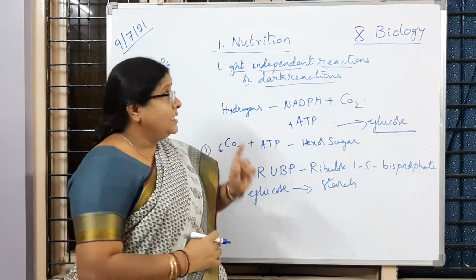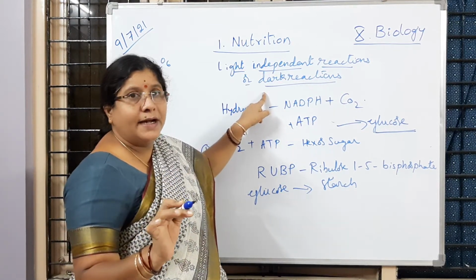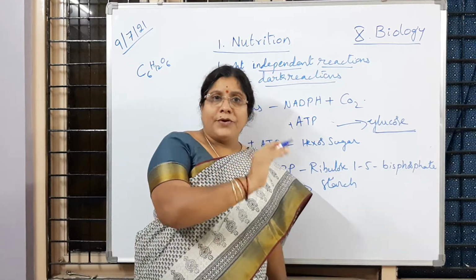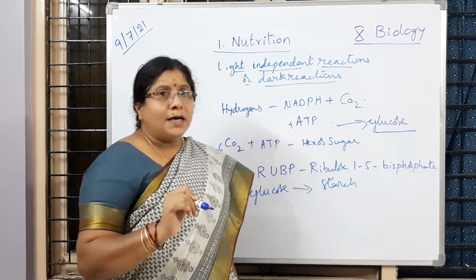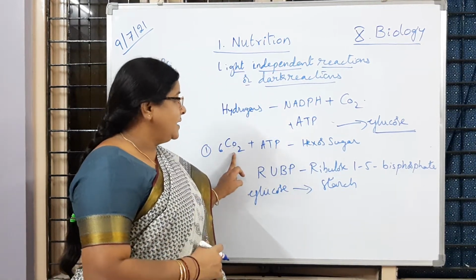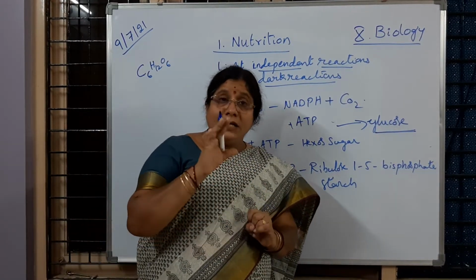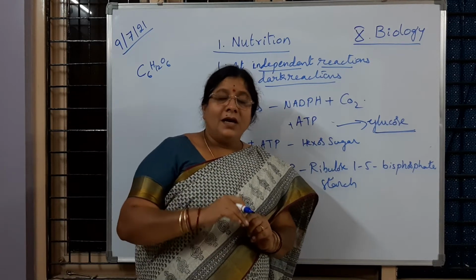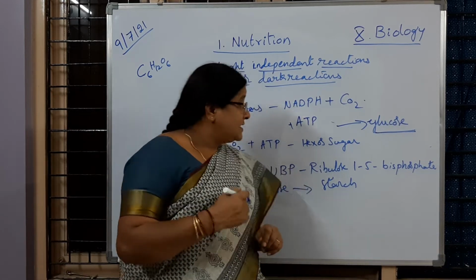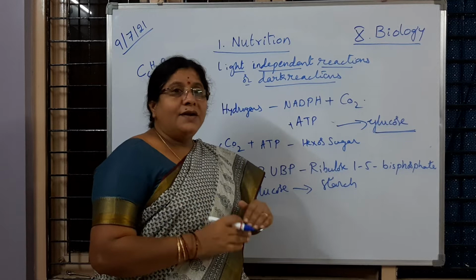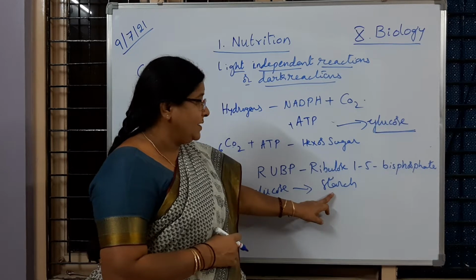So what you have to learn: in the dark reactions, what is happening? Solar energy is not needed. The assimilatory powers which are produced in the light reaction, ATP and NADPH, are used for fixing the carbon dioxide. The 6 carbon atoms present in 6 molecules of carbon dioxide are going to be fixed at different steps, forming several reaction intermediates, and finally we are going to get glucose, and glucose is soluble, finally it will be converted to starch.